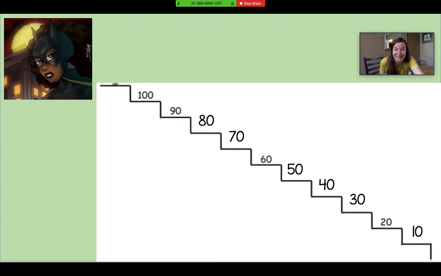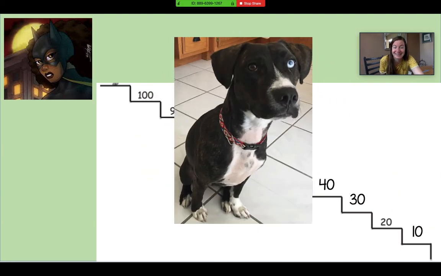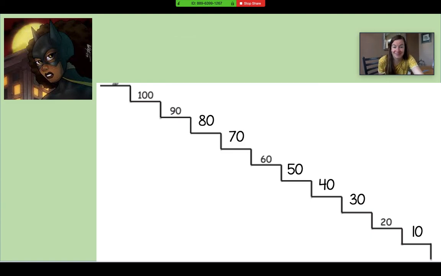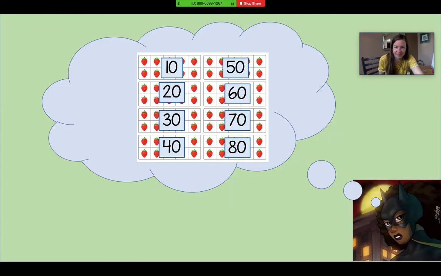Hi, Ruby. Ruby wants to say thank you, too. You're welcome, Ruby. All right, so Batwoman wants you to remember that when you see large groups of numbers, see if they're in groups of 10, because skip counting by 10 is easier and faster.